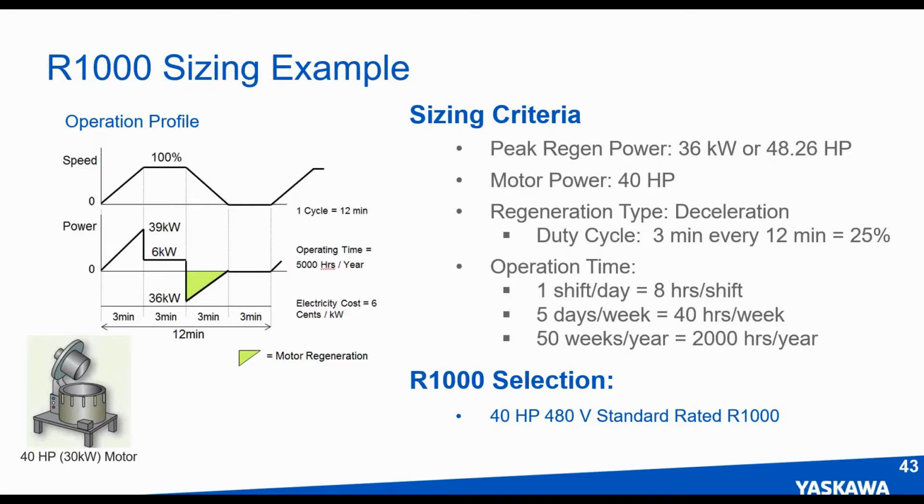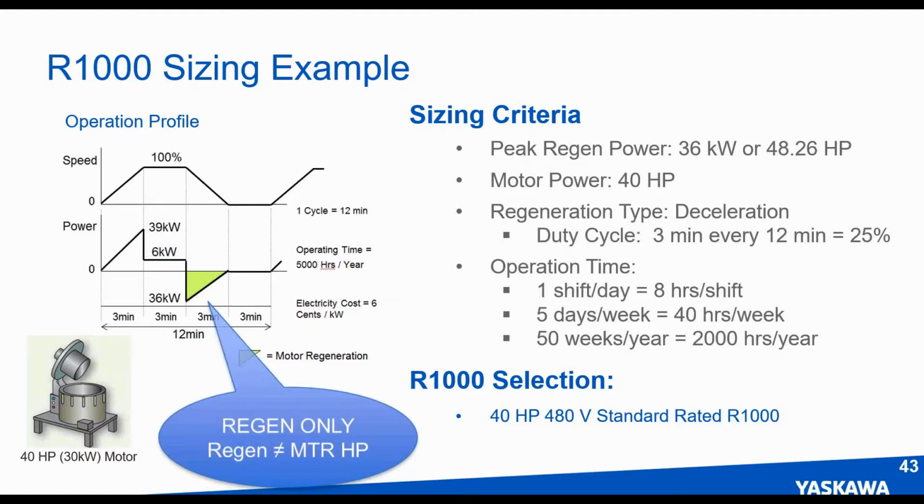We know our peak regen power is 36 kilowatts, or 48.26 horsepower. That's less than our 40 horsepower R1000 150% overload rating. The duty cycle in this case is 25%. So just based on these two pieces of information, we know we can use the 40 horsepower standard R1000 package.